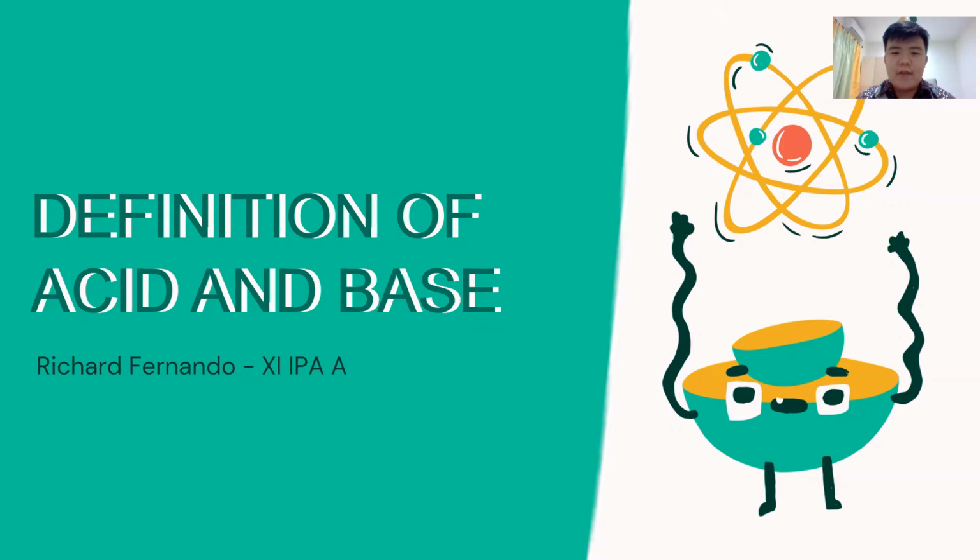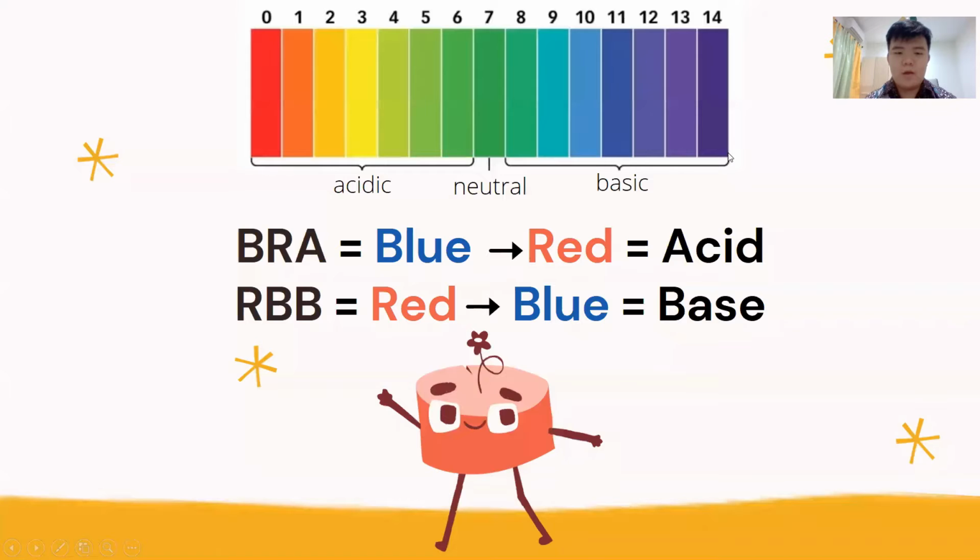Hello everyone, in this video I'm going to explain the definition of acids and bases. As we all know, the acidity and basicity of a solution is measured following the pH, or potential hydrogen, scale. The pH scale runs from 0 to 14, wherein a neutral solution commonly has a pH level around 7. An acidic solution has a pH level below 7, while a basic solution has a pH level above 7.